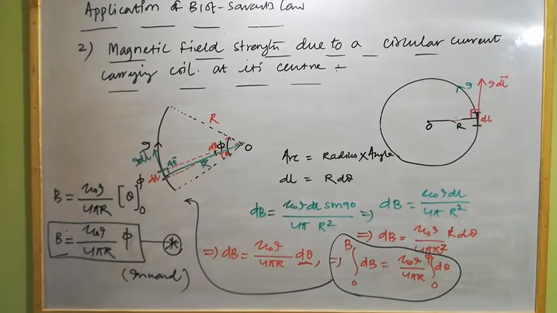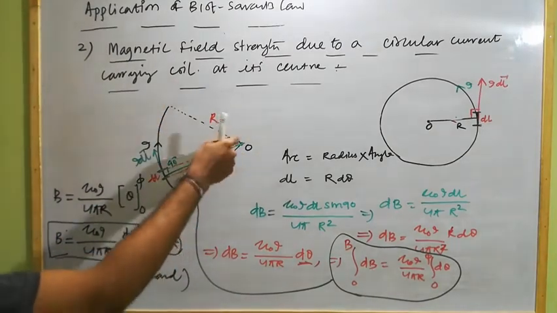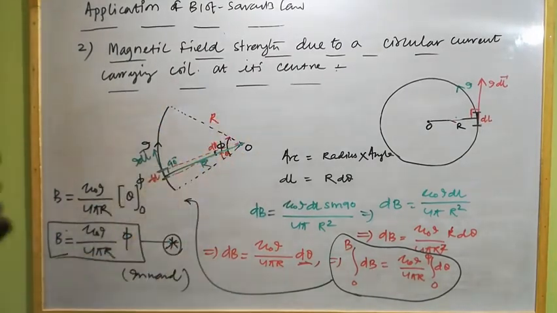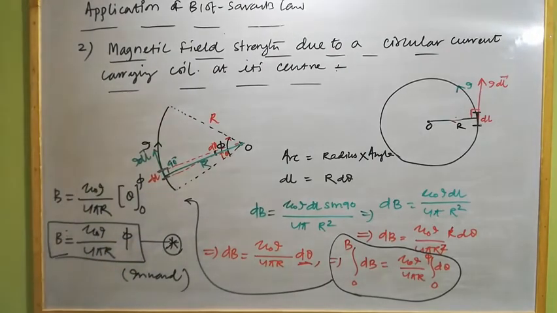Okay, here you can remember this formula. If a circular arc makes an angle φ at the center, then the magnetic field strength at its center due to this circular current carrying arc will be this much. Clear? So now derive this for a complete circle.